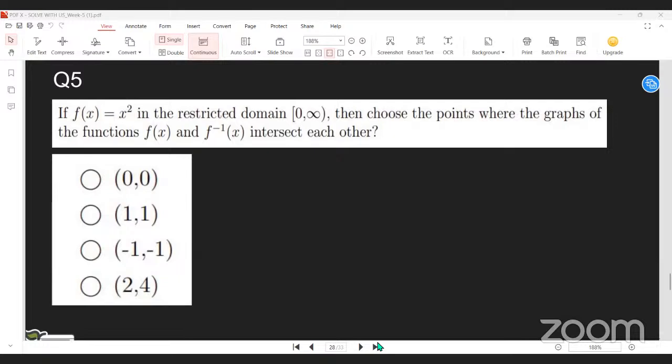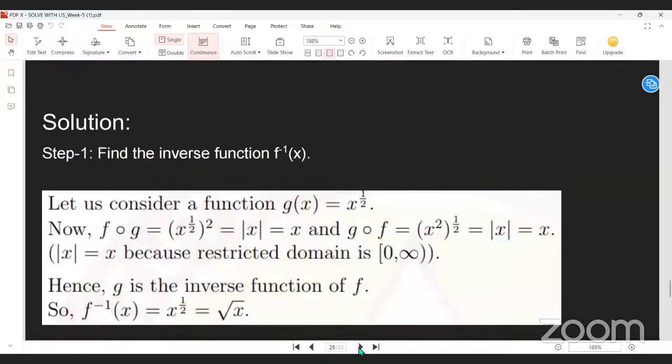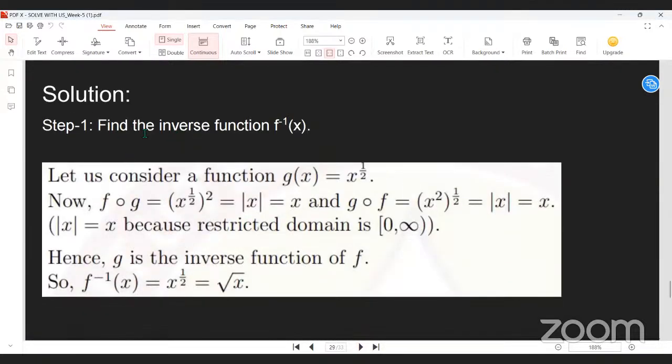Okay, so now should I discuss it? Yes, sir. Okay. So if f of x equals x square in the restricted domain of 0 to infinity, then choose the point where the graph of functions f of x and f inverse x intersect, right? So for that, first we need to calculate the inverse of f, right?